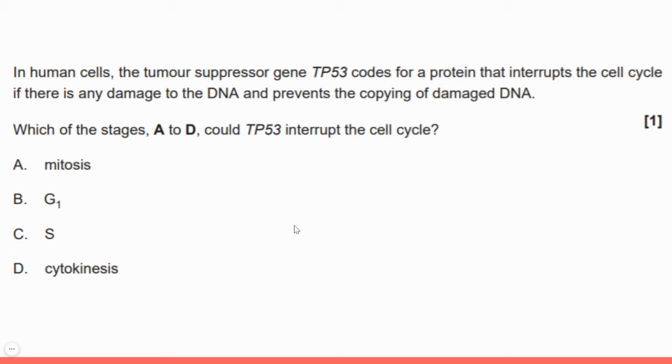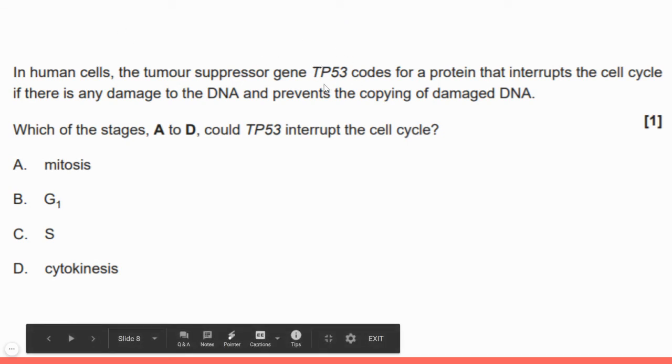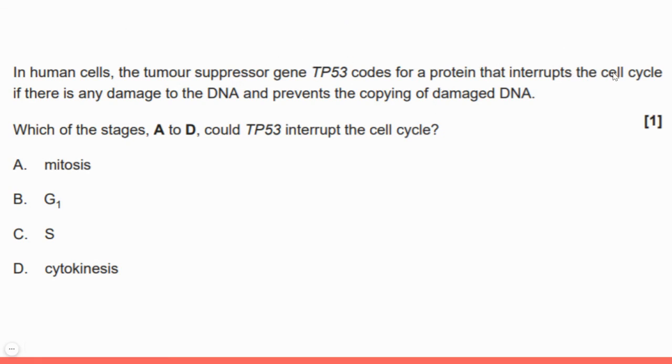Let's look at the next question. I think this is the 4th. Yes. So in human cells, the tumor suppressor gene TP53. So this is a gene in the DNA. What does it do? It codes for a protein that interrupts the cell cycle if there is any damage to the DNA. So this gene produces a protein, and the job of that protein is to interrupt the cell cycle if it notices that the DNA has any damage, so that it will prevent the DNA from replicating, because when the DNA replicates, the damage will also get copied. So this protein actually prevents copying of damaged DNA.